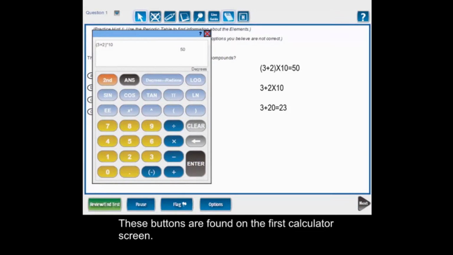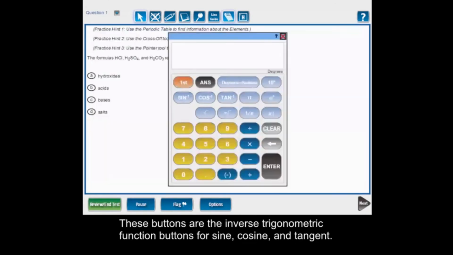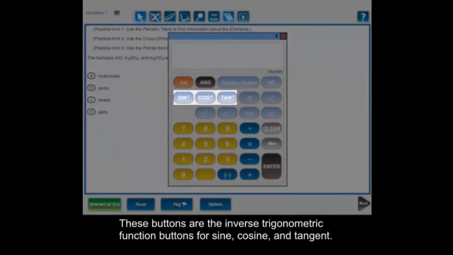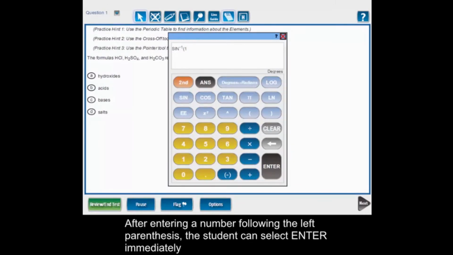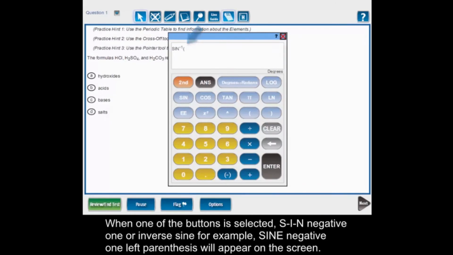These buttons are found on the first calculator screen. These buttons are the inverse trigonometric function buttons for sine, cosine, and tangent. When one of the buttons is selected, sin -1, or inverse sine for example, sine -1, left parenthesis, will appear on the screen.